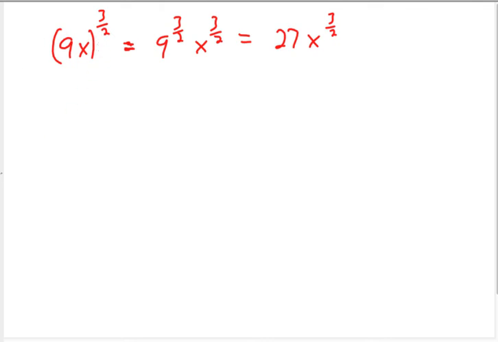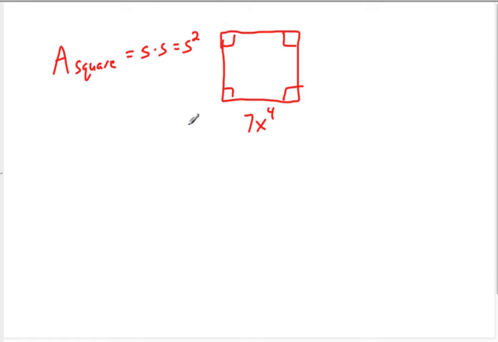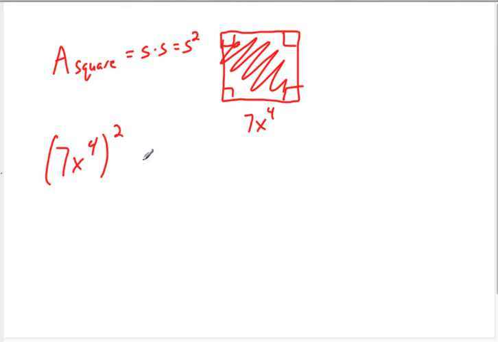All right, let's try again. So here we have an application of this. Let's say we have a square of side length 7x to the 4th power. The area of the square is, the formula for that is side times side, or side squared. So to find this area, we would need to do 7x to the 4th squared. And so we'd have to apply this exponent to the 7, but also to the x to the 4th, right? And so the 7 squared is 49, and the x to the 4th squared is x to the 8th, because that's power of a power.